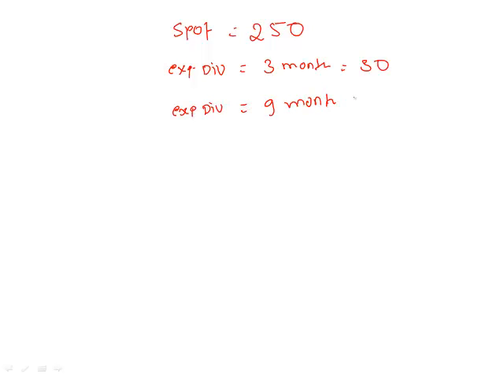Spot price, 250. Expected dividend in 3 months is 30. Expected dividend in 9 months is 60. Continuously compounded rate of return 8% per annum. Calculate the theoretical no arbitrage future price for a forward contract with maturity of 15 months.